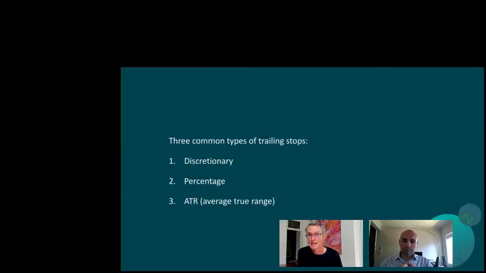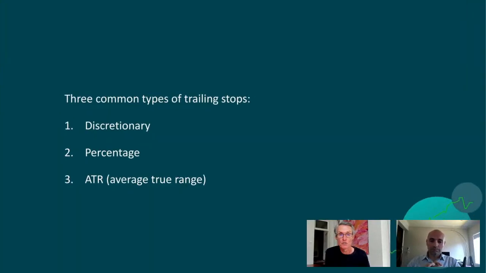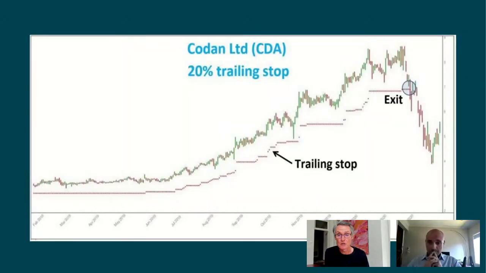And now the next one I want to show you, let's go and have a look at this percentage-based trailing stop. Now this is another common one, and it's really easy to apply. So what we have here, we've got a chart of a stock which has been on the rise. It's a stock called Codan. I've taken this example from a little while ago, and I'm using a 20% trailing stop, and you can see this red line beneath the share price. This is the 20% trailing stop.